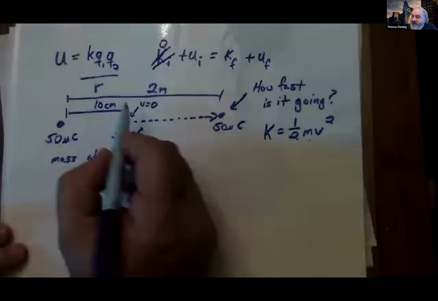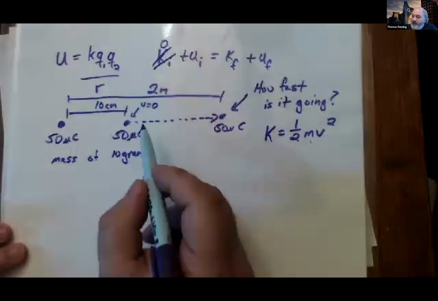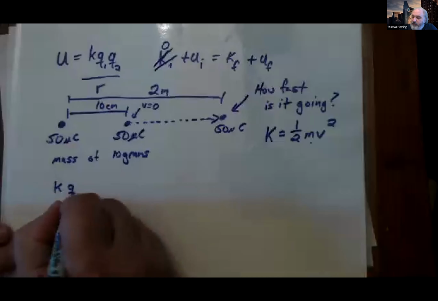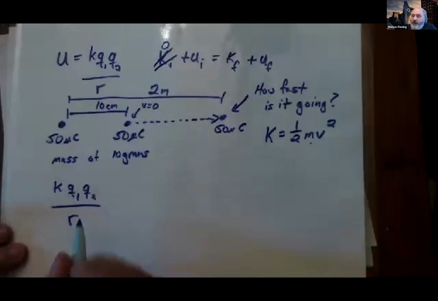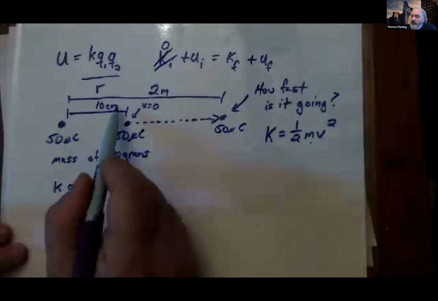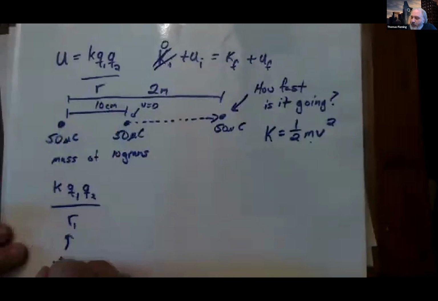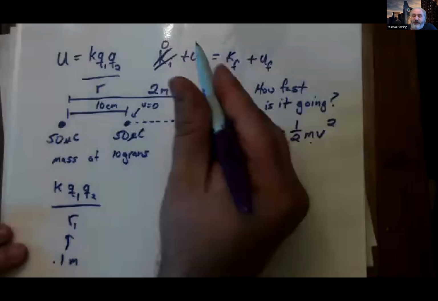However, when it's here, it's got some potential energy. It's given by this expression. So I'm going to have U initial is K times Q1 times Q2 divided by R. But which R? Well, it's the R when he's here, which is from here to here, 10 centimeters. So I'll call that R1, but I know that R1 is going to equal 0.1 meters. Remember, I had to convert from centimeters into meters. That's why it's 0.1 and not 10. Nifty. So that's my U initial.